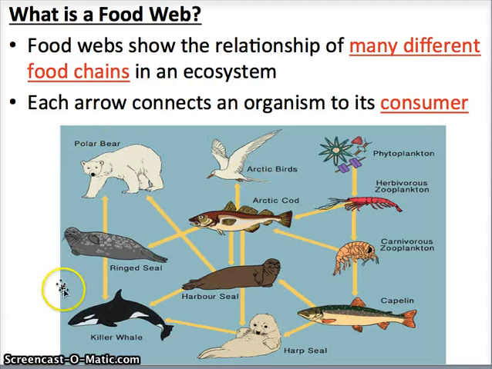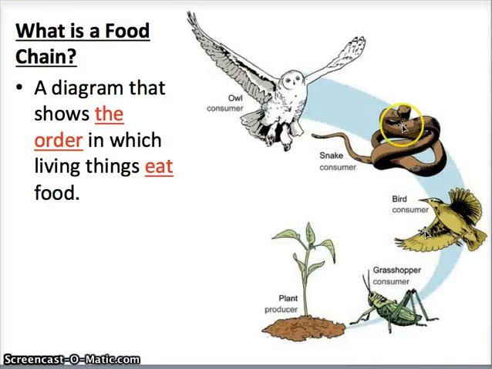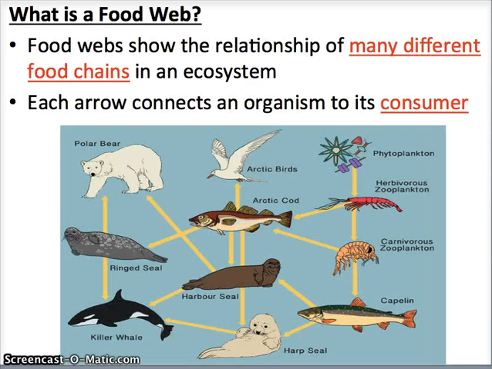A food web is a more accurate picture of an ecosystem because in reality, each animal does interact with more animals in the ecosystem, but a food chain is really simple and only shows one interaction. So this food web is a more realistic picture of what happens in each ecosystem.